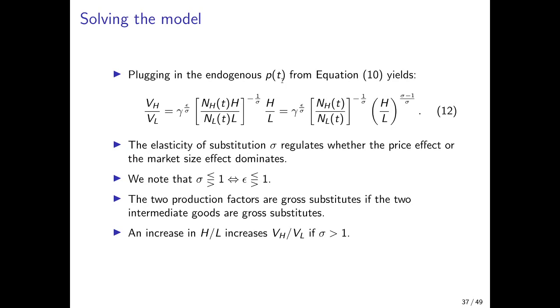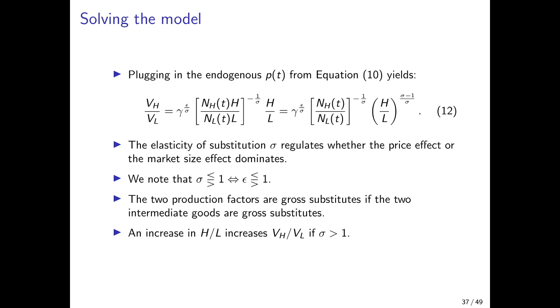Now to this end, we can plug in the ratio of prices from equation 10 into the ratio of the value of patents that we had on the previous slide. And then we get an expression in square brackets that depends on H over L. We also have H over L outside here. If we summarize the two terms, we get this expression, where the ratio of the value of patents depends on the ratio of the stock of patents and the relative skill supply to the power of sigma minus 1 over sigma. And now the elasticity of substitution, sigma, regulates whether the price effect or the market size effect dominates, and we note that sigma smaller or greater than 1 is equivalent to epsilon greater or equal than 1.